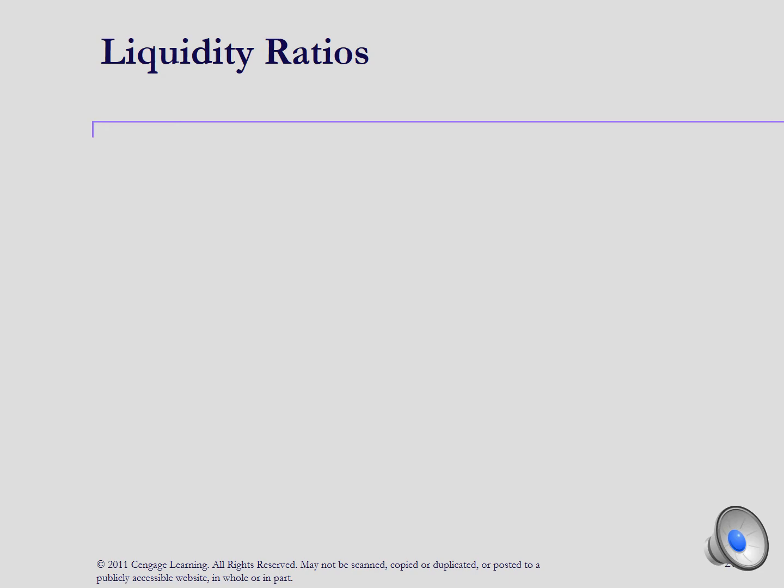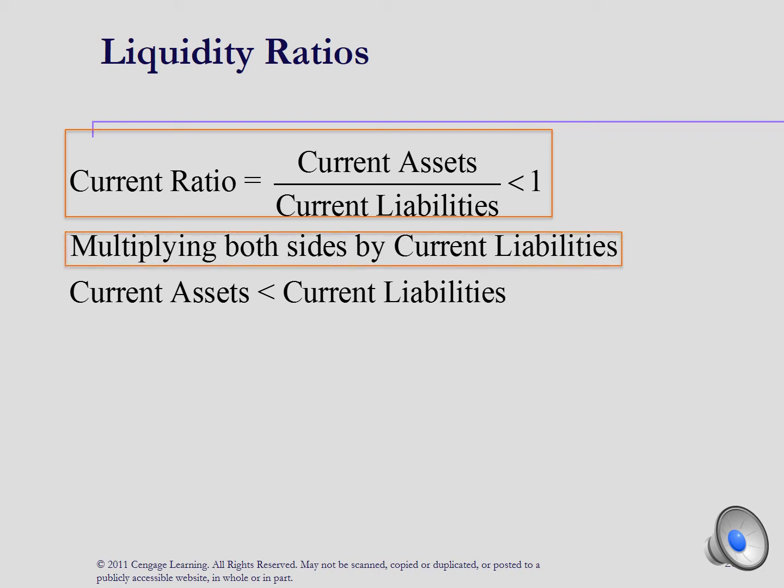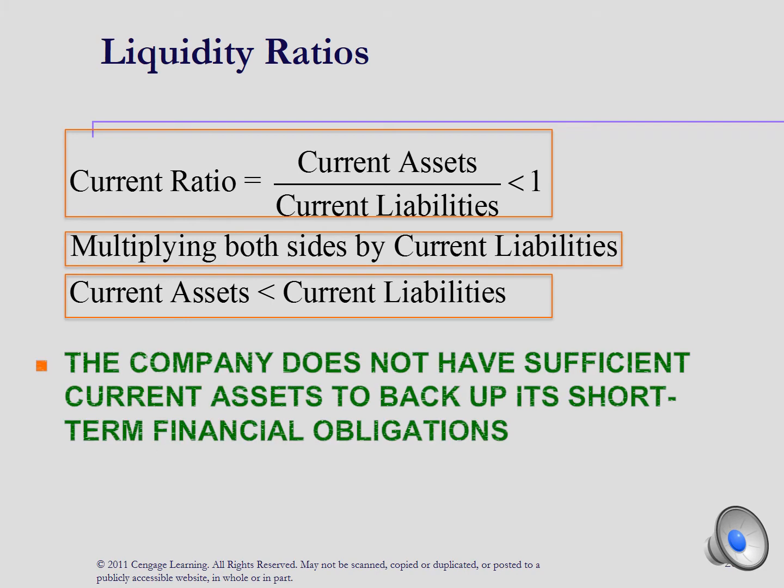If the current ratio is less than 1, by definition, it means current assets divided by current liabilities is less than 1. Multiplying both sides by current liabilities, we obtain current assets are less than current liabilities. That is, the company does not have sufficient current assets to back up its short-term financial obligations.